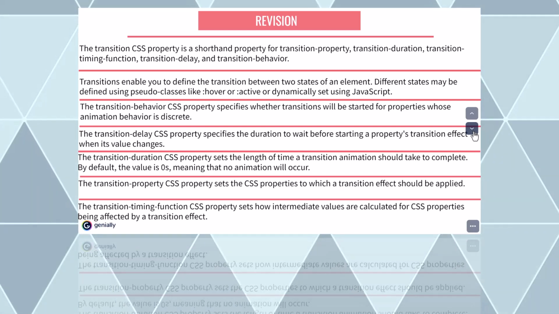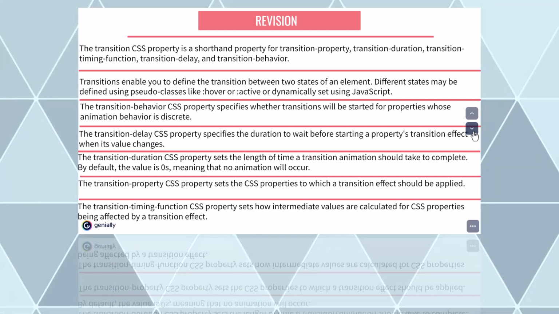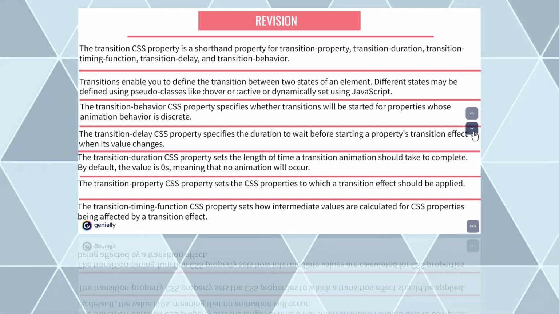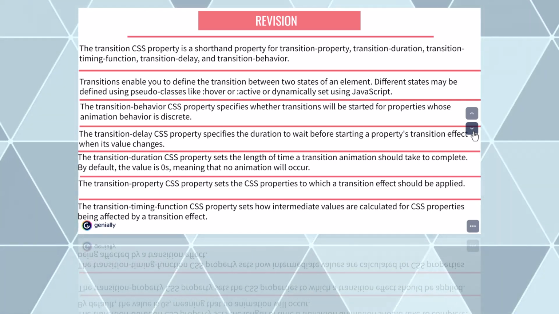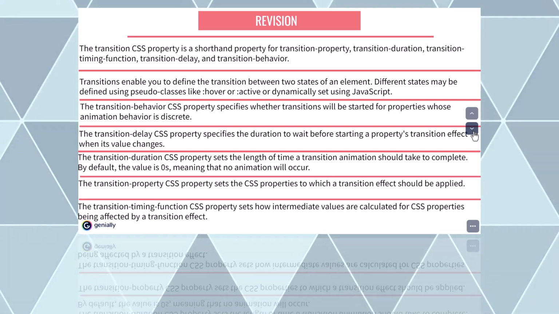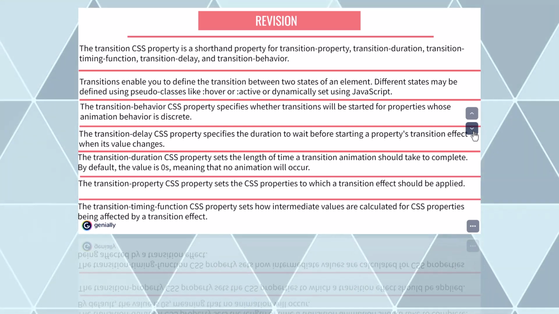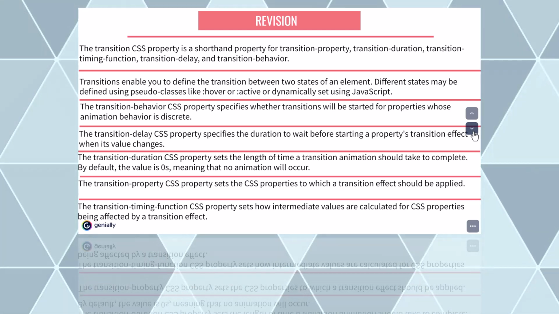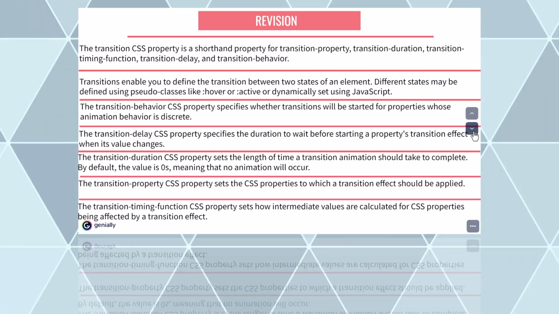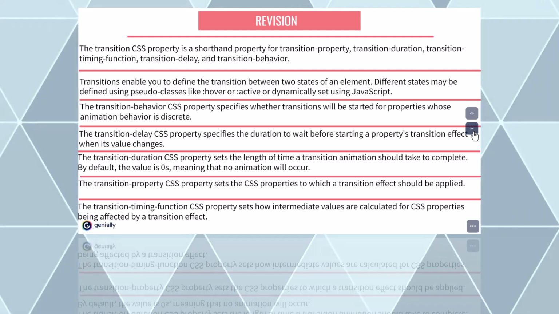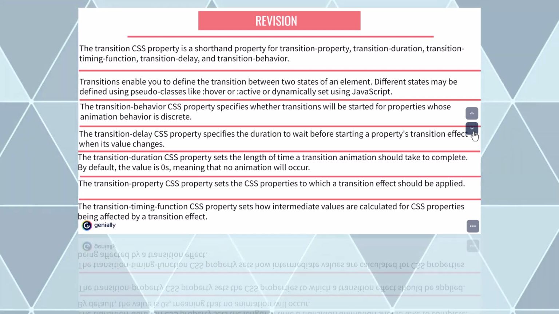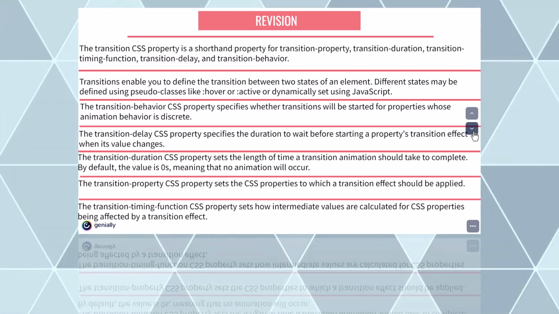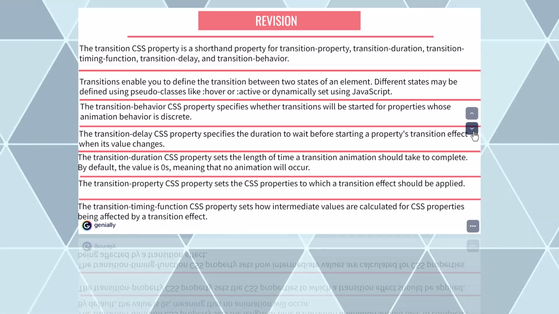The transition CSS property is a shorthand property for transition property, transition duration, transition timing function, transition delay, and transition behavior. Remember what is a shorthand property? It means it has constituent properties that it goes with. Those properties are as follows: transition property, transition duration, transition timing function, transition delay, and transition behavior.